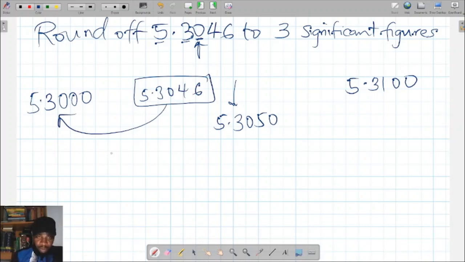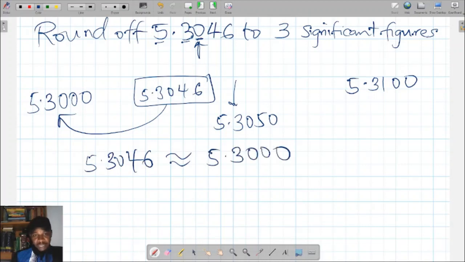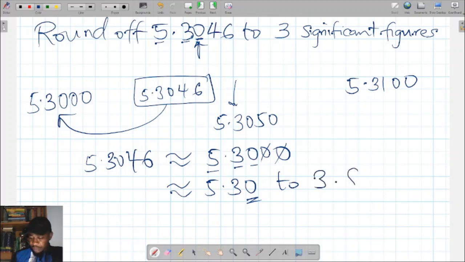So in the original number, we're going to now replace 5.3046 is approximated to 5.3000. But we need three significant figures, so we have 1, 2, and 3. We'll cancel these two zeros. So we must have 5.30. Remember that we said that this 0 is a significant digit, and when the question says you should round off to three significant digits, you don't cancel that last 0 in this case. So the three significant figures, the answer is 5.30.